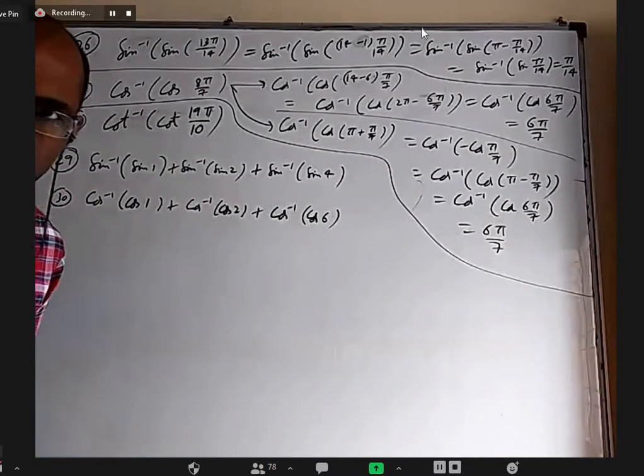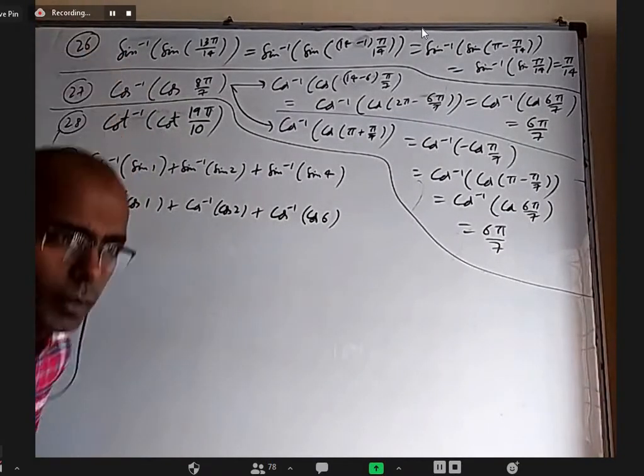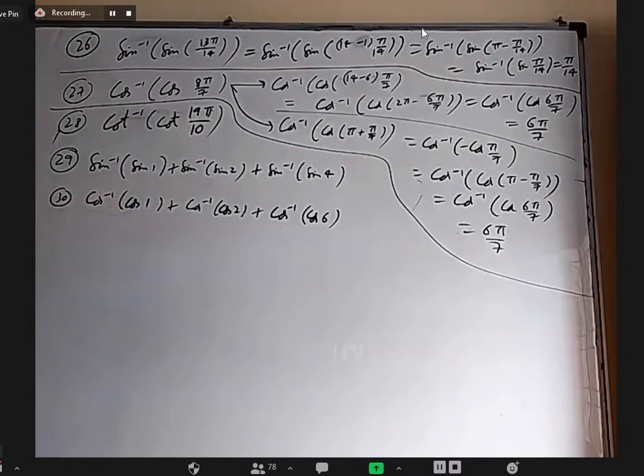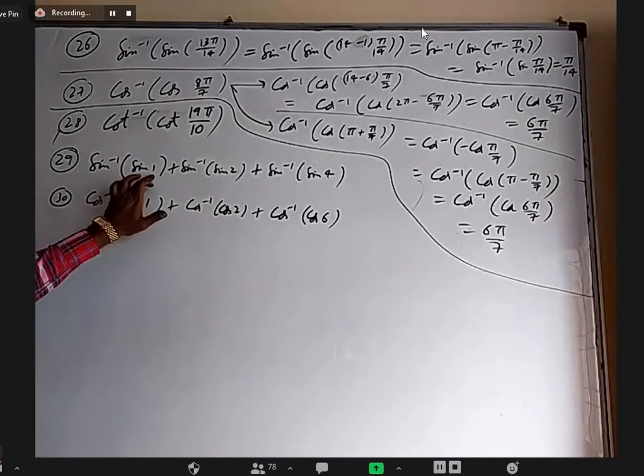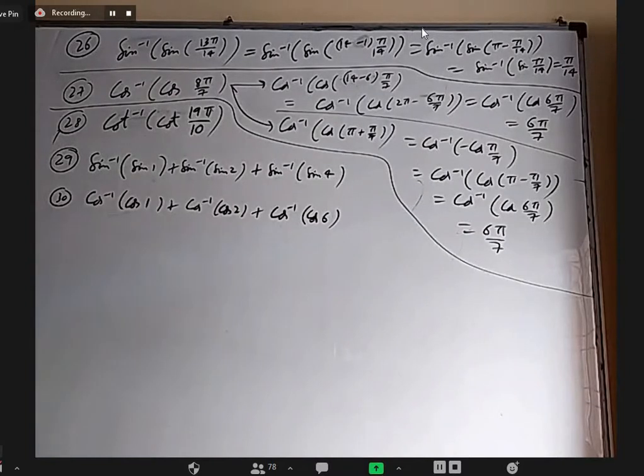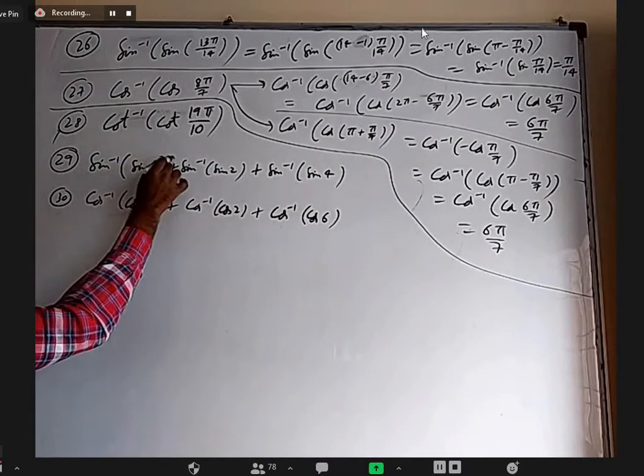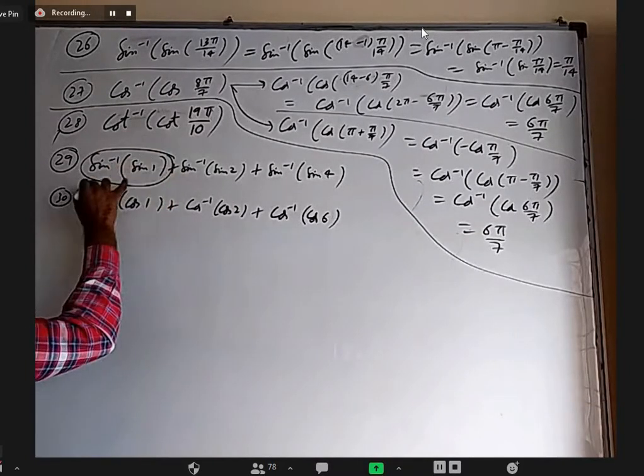Okay, anyway, coming to 29. Sine inverse sine 1 alone. What will be the answer? 1. 1 radian is roughly 57.2 degrees and it is within the principal values for sine. So it is 1 only. So this part answer is 1.